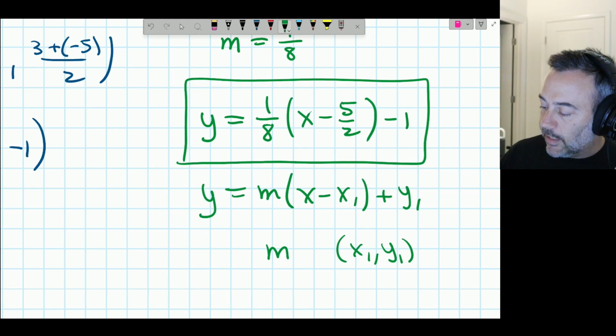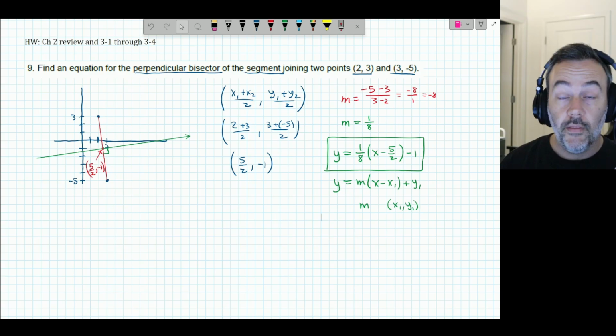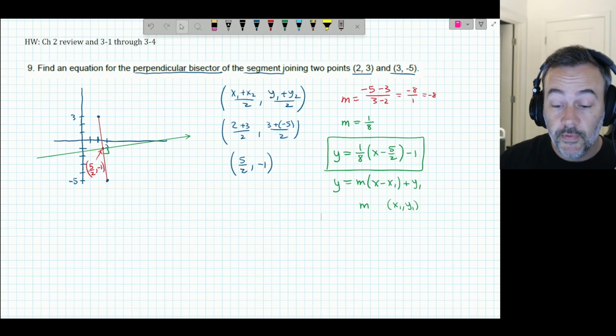Okay, we went over that in class. I was just kind of reminding you of general form. But that is sufficient for this question, and hopefully this helped.